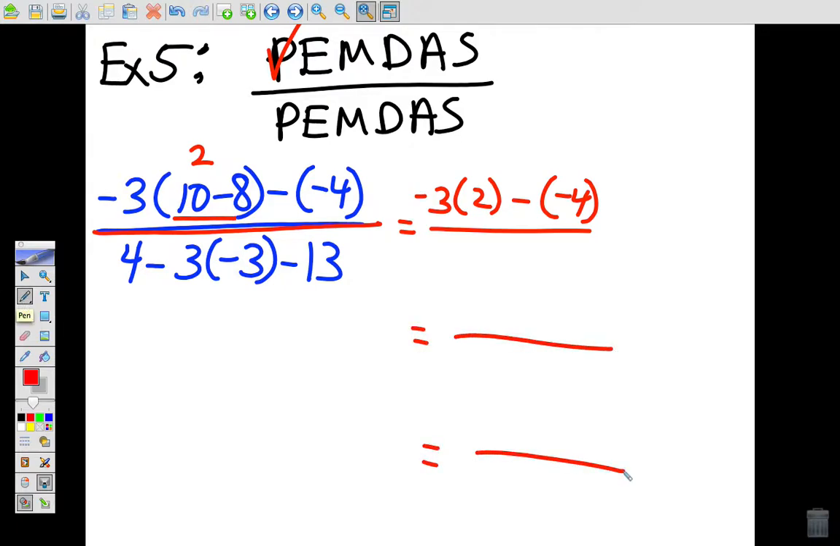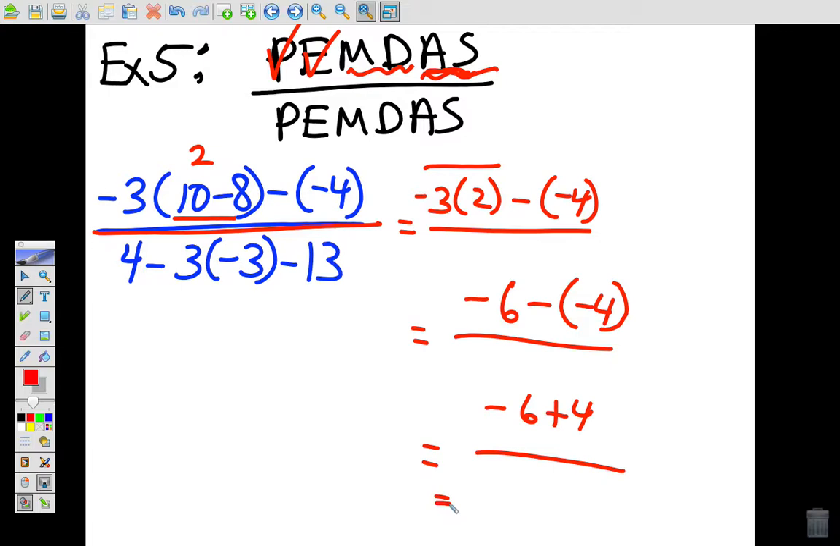Let's finish out the top. Now, are there any exponents in the top? Answer is no. Is there any multiplication and division? Answer is yes, I have multiplication right here. What's a negative 3 times 2? That's a negative 6 minus your negative 4, right? So now do any addition and subtraction on top. Negative 6 minus minus 4, that's a negative 6 plus 4. So what do you end up with on the top of the bar? Negative 6 plus 4 is a negative 2. I'm going to change colors here so we can see this a little better.